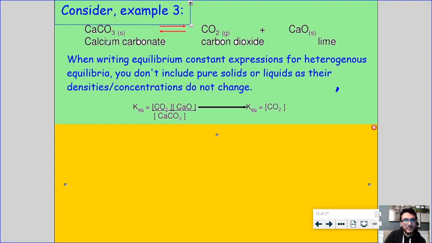So calcium carbonate isn't involved in our KEQ expression. Neither is calcium oxide. So the real equilibrium constant K is then just dependent on the concentration of carbon dioxide. So the measure of K is only dependent then on the concentration of calcium dioxide. I said calcium dioxide, I meant carbon dioxide. Okay.